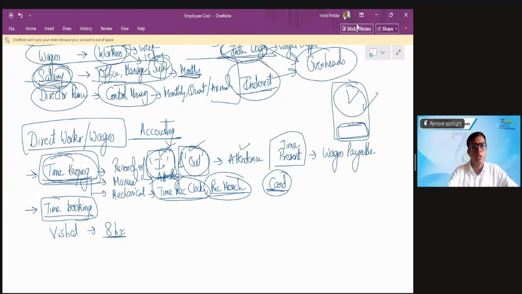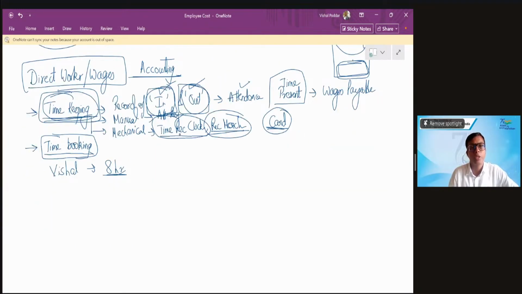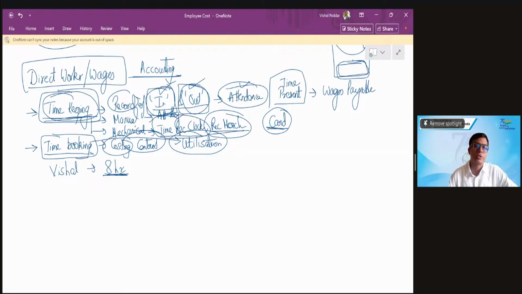Okay. Now, once you know on the basis of timekeeping that Vishal is present in your factory for 8 hours, now for the purpose of costing and also for the purpose of control, that is the other two functions, you need to know how this 8 hours was utilized. So basically what time booking is going to do, it is going to check my utilization of time. Timekeeping was doing the attendance, that is recording the in-out time. Time booking is going to do the recording of my time utilization. So how I am utilizing my time will be recorded.